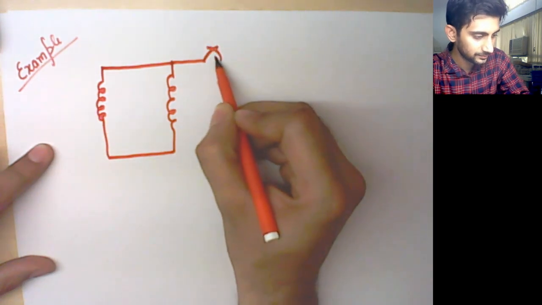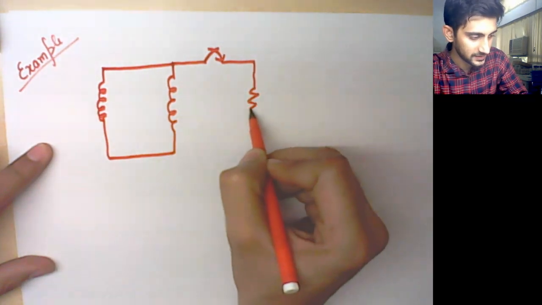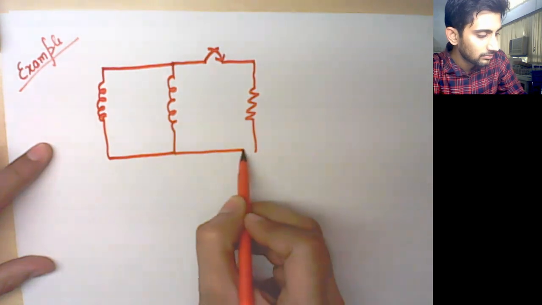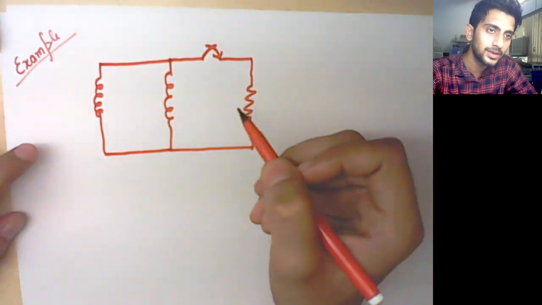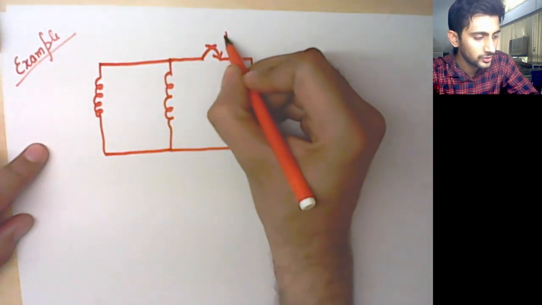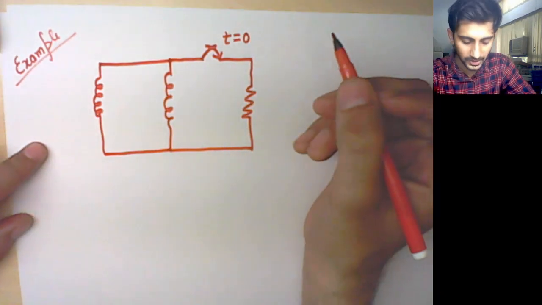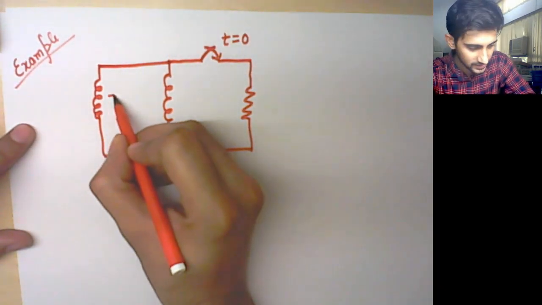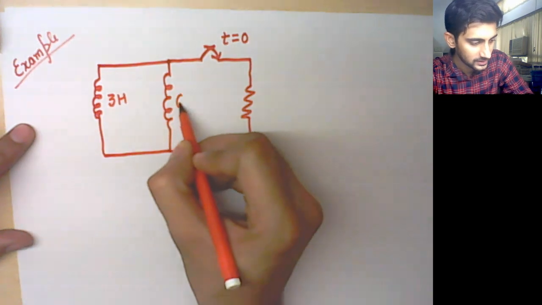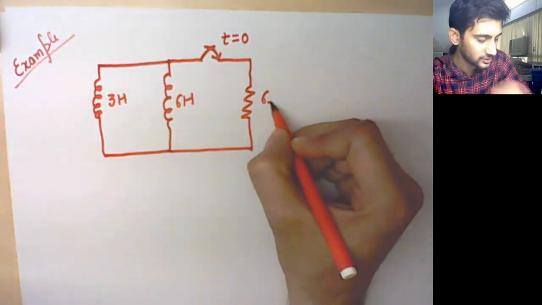There's a switch and a resistance. No active independent source is given. The switch was thrown at t equals to 0, let's say. The values of the inductances are given as 3 henries, 6 henries, and this one is 6 ohms.